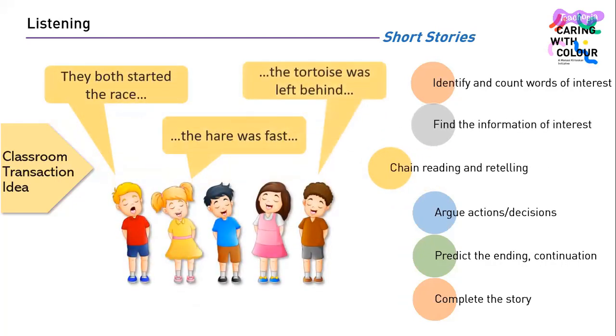Next, added complexity would be, using the same story, you can ask your learners to read the story given to them in the form of text as a chain, one after the other. Here, learners complete the story by reading one sentence each, taking turns. Added complexity to this: let your learners tell the story to you. Do not give them any text, and the learners will retell the story to you, line after line or section after section, taking turns.